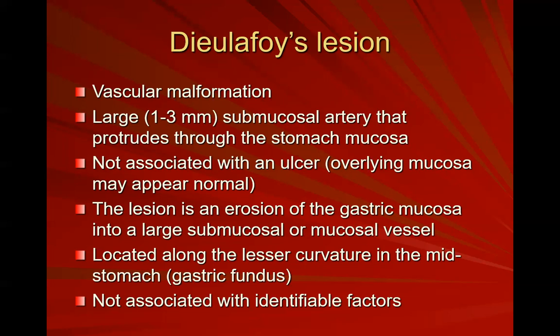Exactly. So it will be a direct erosion to that vessel, which causes the bleeding. So it's not associated with an ulcer or inflammation, as in the case of peptic ulcer disease. The lesion would be an erosion of the gastric mucosa into a large submucosal or mucosal vessel, and it's located also in the lesser curvature. And since it's located in the lesser curvature, it will be associated with massive bleeding. And since it's congenital, there is no risk factor for such a lesion.